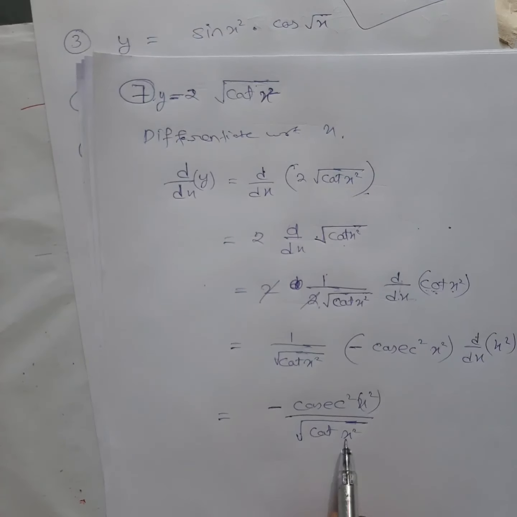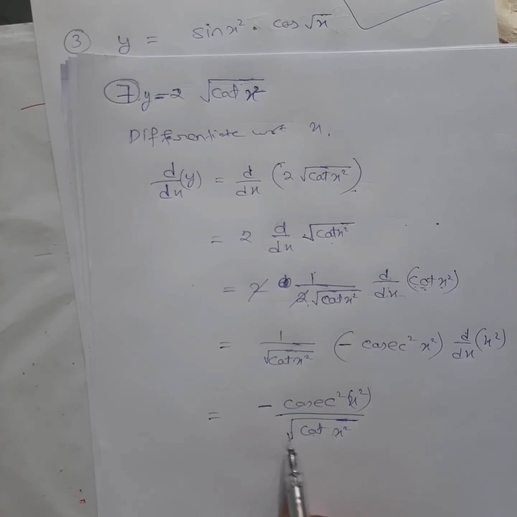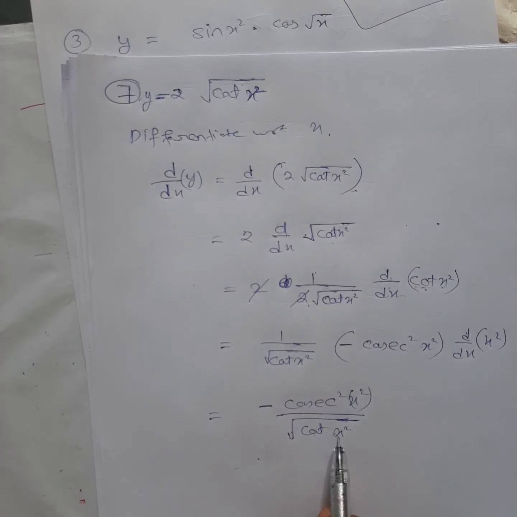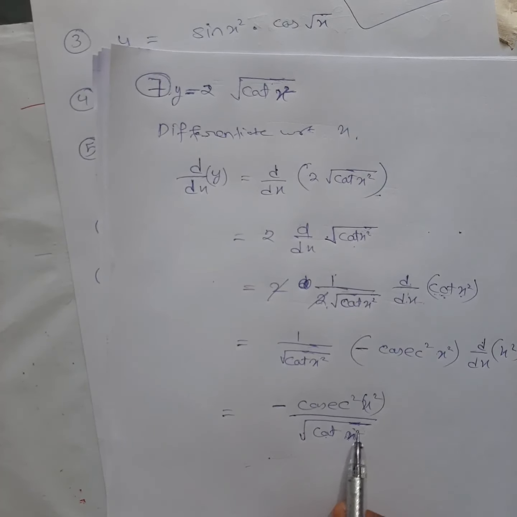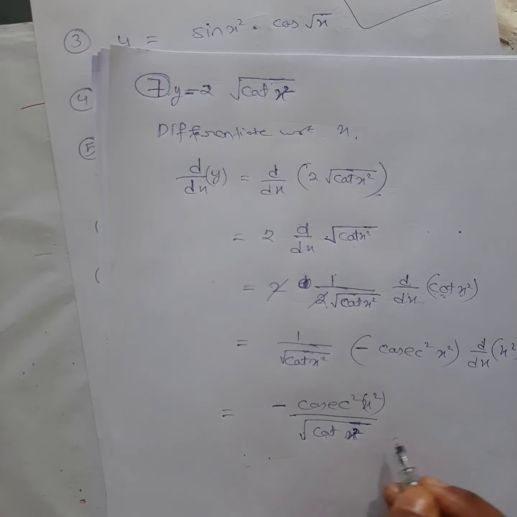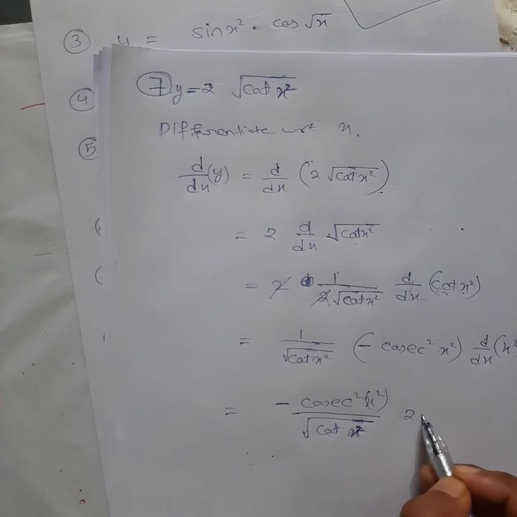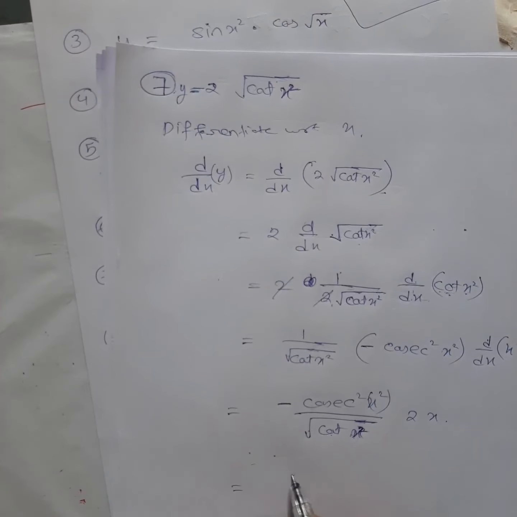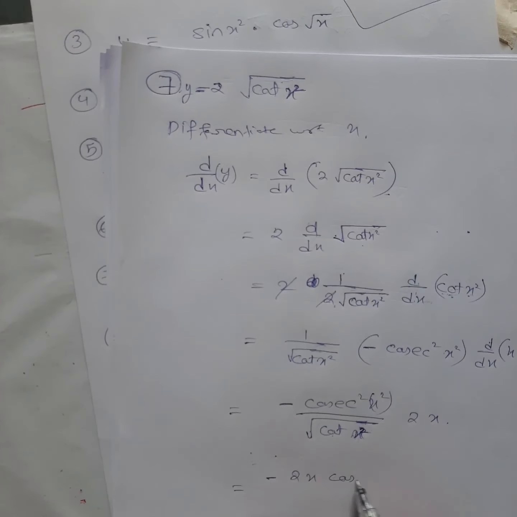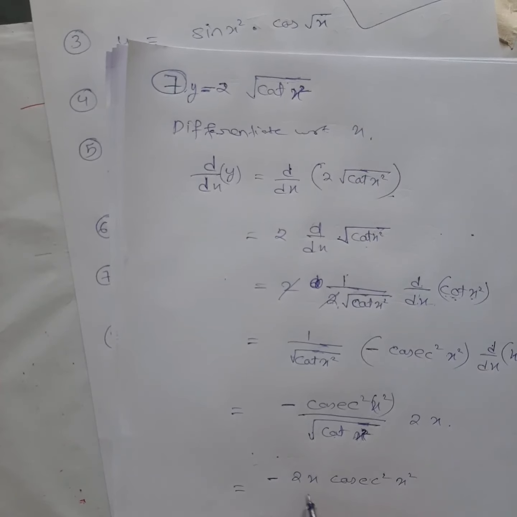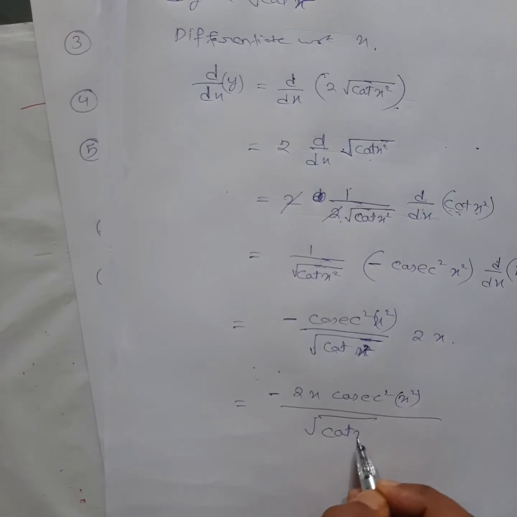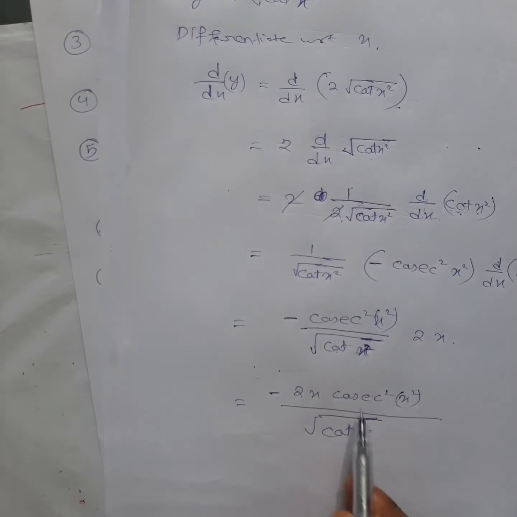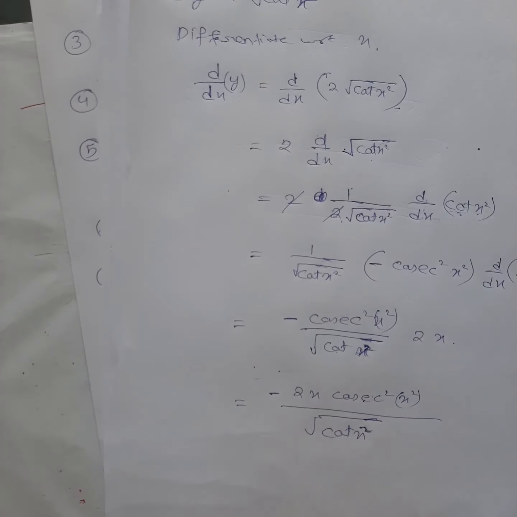Now some students, since the square is there, write cot x outside. But remember, this is the square of this angle only, not the whole thing. If the whole thing is squared, then we can take the cot outside, but here you cannot take it, so don't get confused. And this one gives 2x, right? So you will get 2x cosec squared x squared by root cot x squared. After this you can simplify by converting it into sine and cos also, or you can leave it here, no problem.